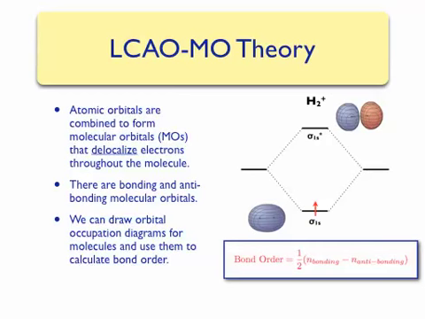We can also use a bond order to predict whether or not a stable bond will form. A bond order of 0 means that no stable bond can form between the two atoms, while a non-zero bond order means that a stable bond can form between two atoms.